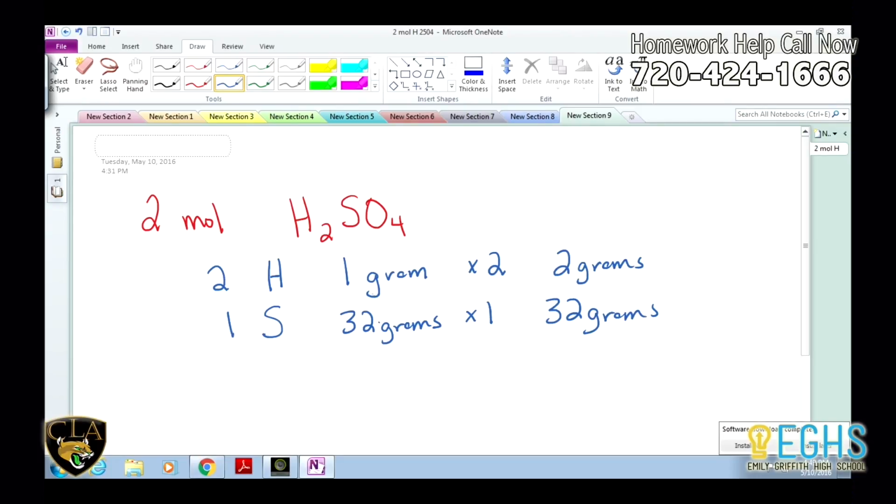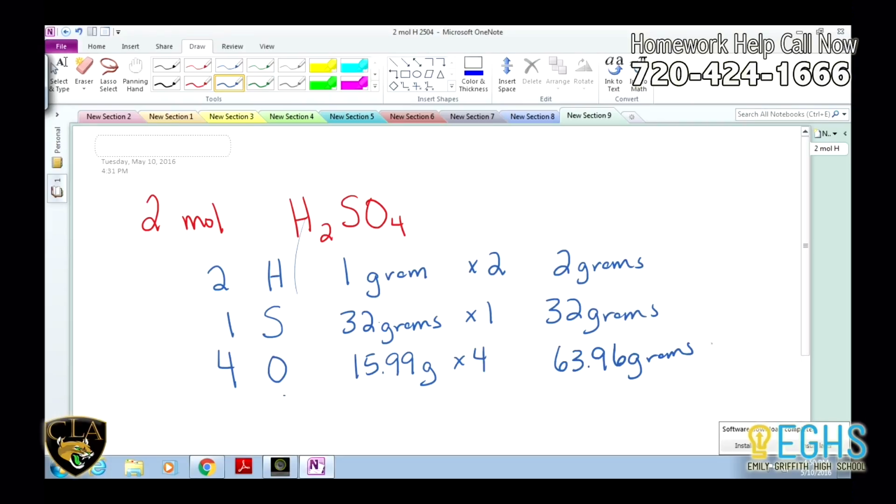Okay, and then we have 4 oxygens. The atomic mass of oxygen is 15.99, or the molar mass of oxygen is 15.99 grams. We got 4 of those. Multiplied by 4, that's going to be 59.96. Wouldn't it be 63.96? Oh, yep. 63.96, I think.